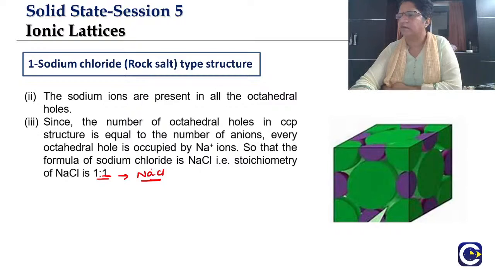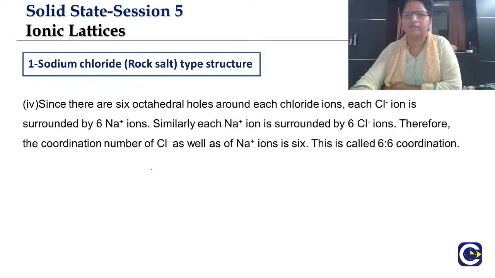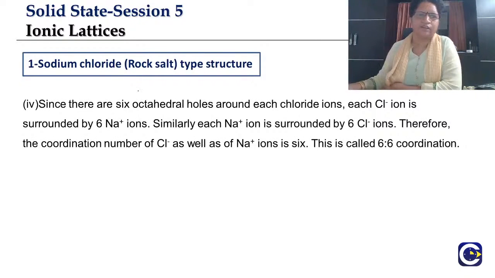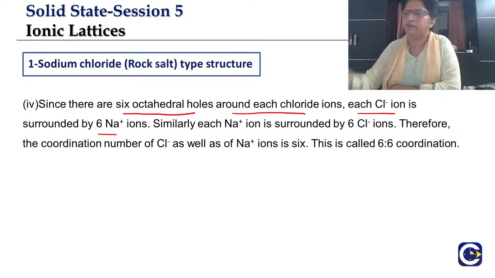Clear, right? It's simple, very simple. The only thing is you will have to see the positions and then go for the calculation. Since there are 6 octahedral holes around each chloride ion, it is surrounded by 6. Again the coordination number, whatever we have learnt in the tabular column, we are trying to analyze it.